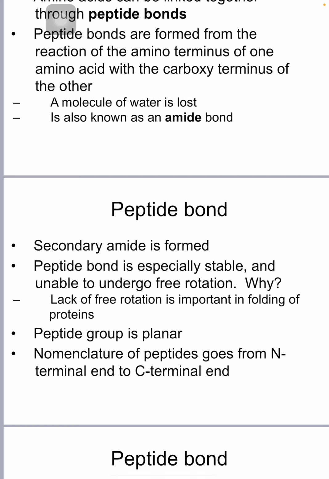All right. The peptide group is planar. All three of those atoms in the peptide bond, the carbon, the oxygen, and the nitrogen, because they have this partial double bond character, are all sp2 hybridized. And if you'll remember, sp2 hybridized atoms have trigonal planar geometry around them.